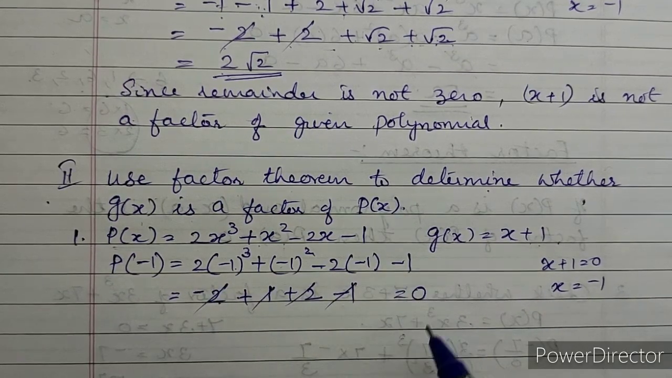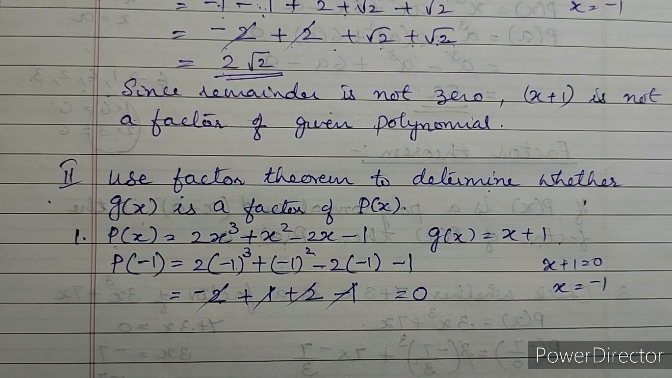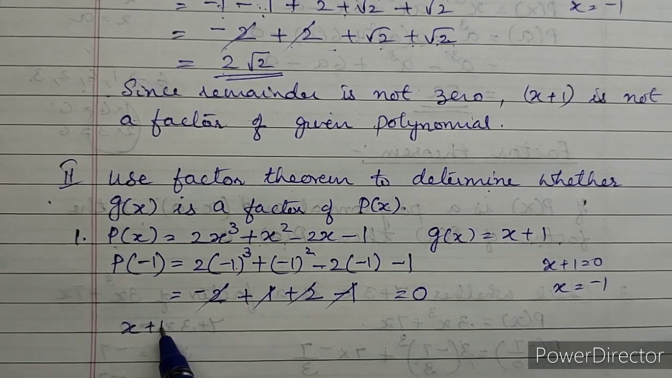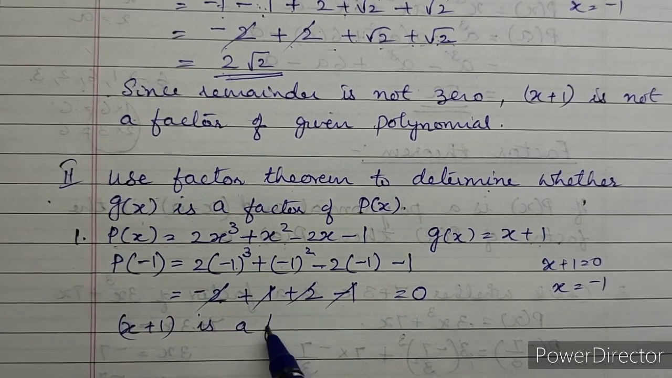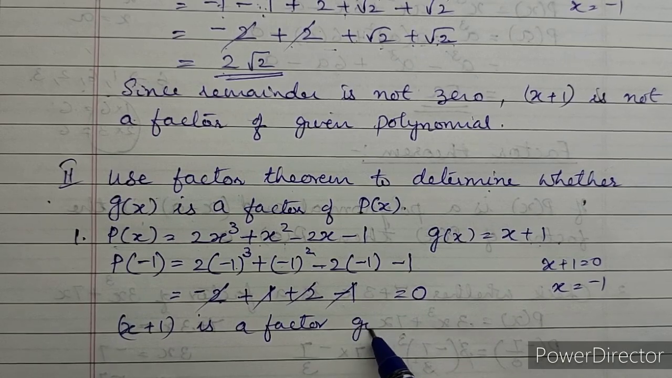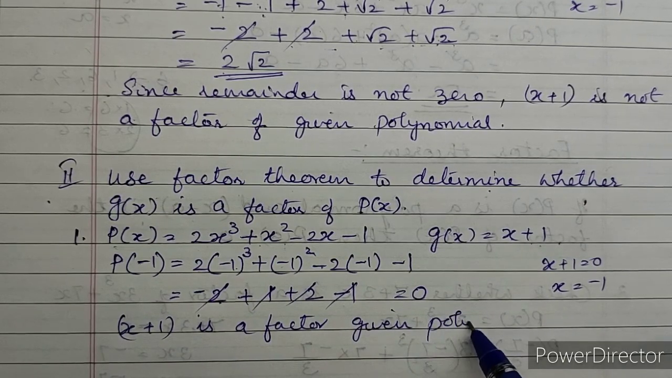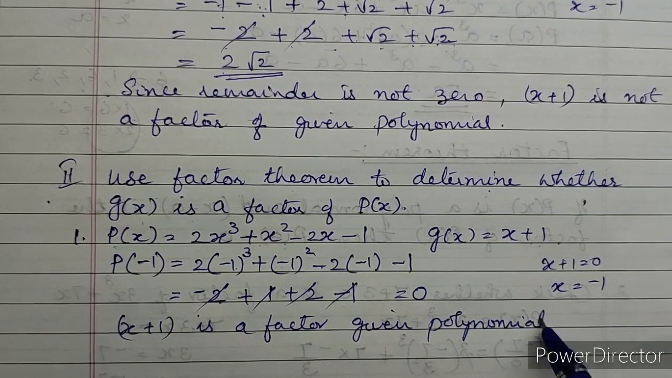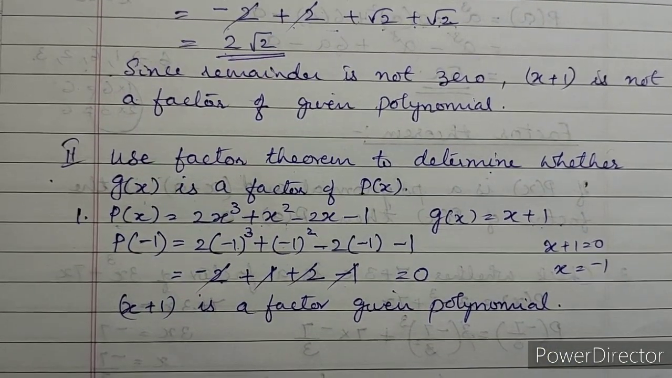So the answer is 0. If the answer is 0, what do you have to write? x plus 1 is a factor of the given polynomial. So same type of sum only.